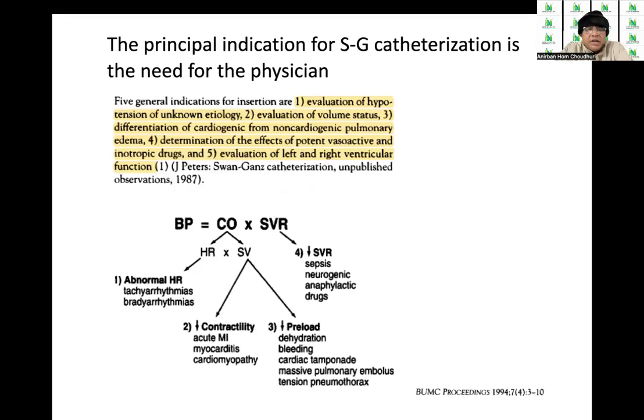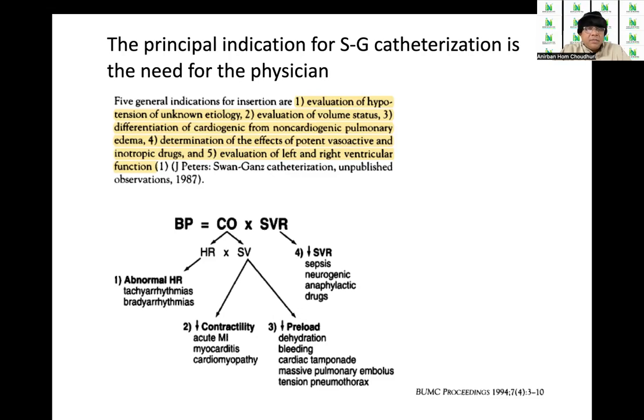Next, coming to the pulmonary artery occlusion pressure. So five general indications are there for insertion of a pulmonary artery catheter: evaluation of hypotension of unknown etiology, evaluation of volume status, differentiation of non-cardiogenic from cardiogenic pulmonary edema, determination of the effects of potent vasoactive and inotropic drugs, and evaluation of left and right ventricular function. Now, this was what was believed way back 30 years ago, and may not be true for today when we have non-invasive means of knowing this, but the certain basic understanding of the same remains unchanged.